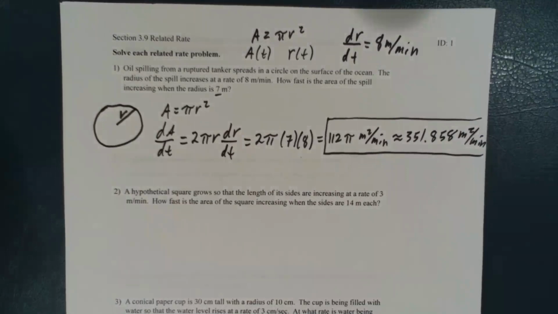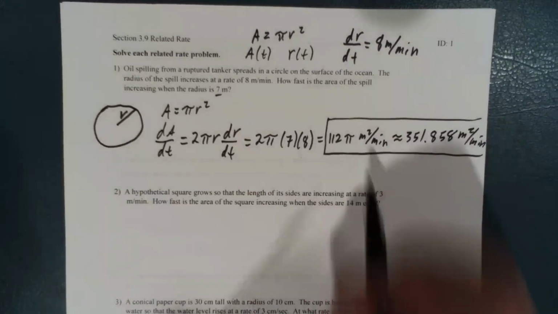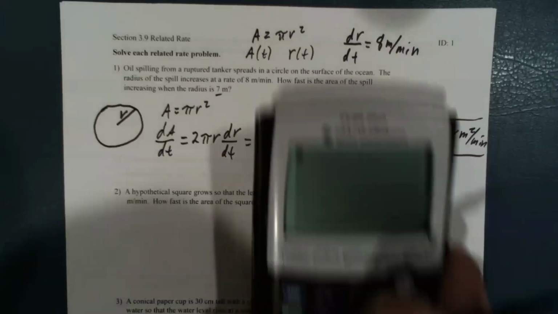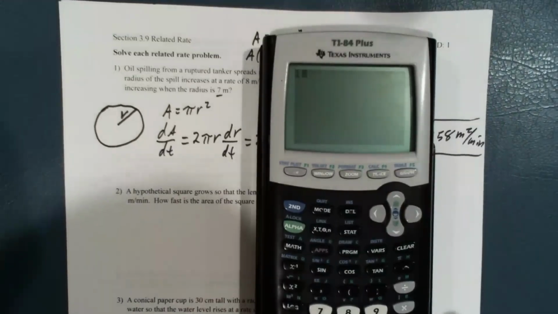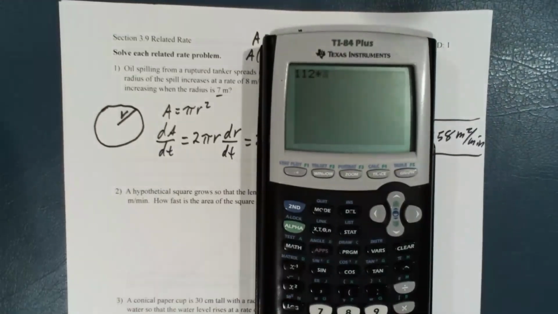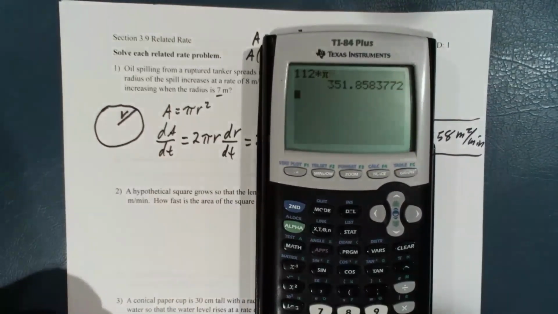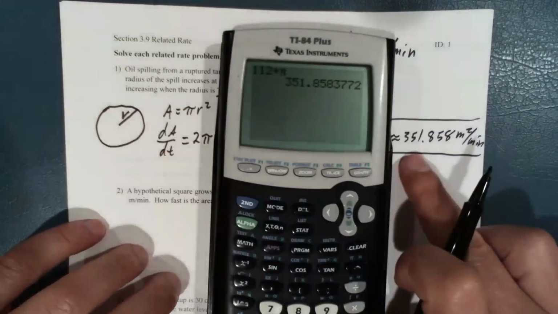All right. Let us continue on. By the way, do not use 3.15 for pi ever again. If you ever have to use pi, use the pi button in your calculator to get a much more accurate value when you're using that. So pulling out my calculator here. When I do 112 times, and for this calculator, the pi button is above my exponent button, so second pi, and it gives me a decimal approximation. You can see where I got my answer from.